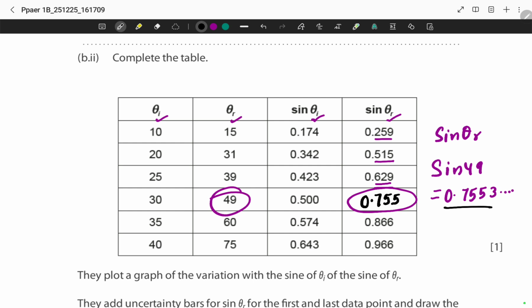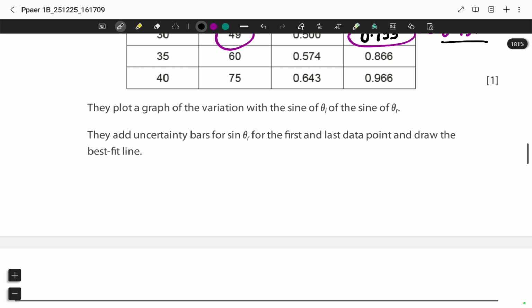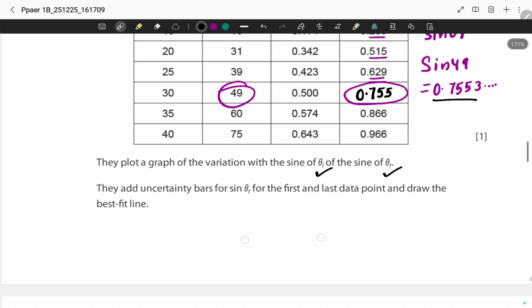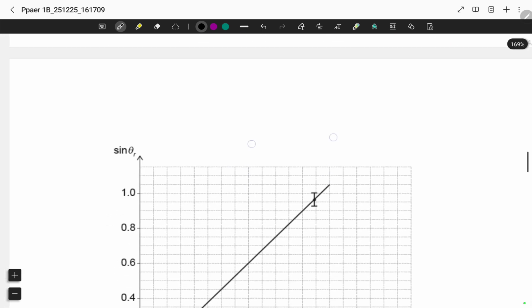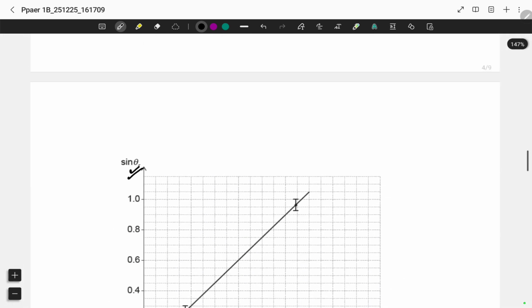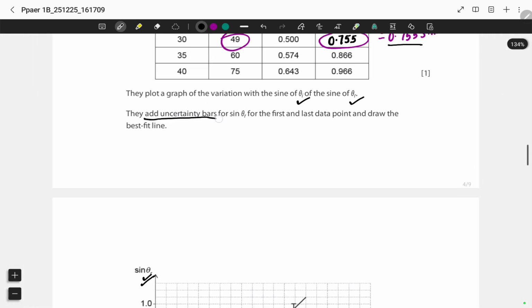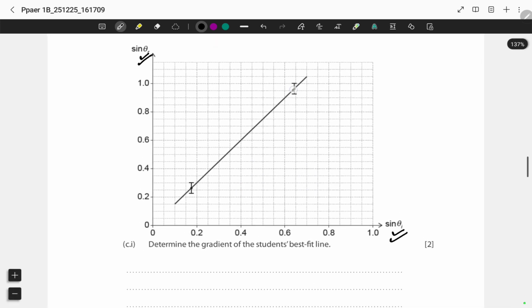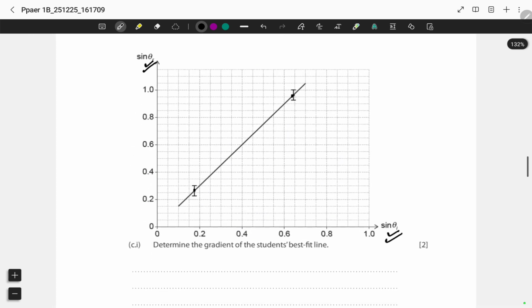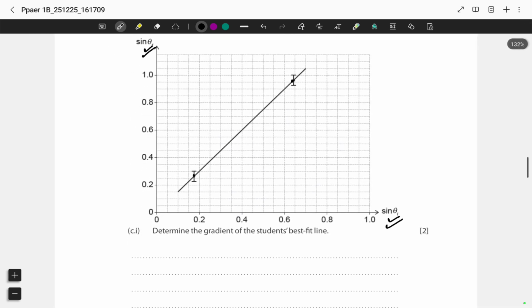Now let us move to the next part. They plot a graph of the variation of sine theta i with sine theta r. Basically, the student is drawing a graph between the sine of the angle of refraction and the sine of the angle of incidence, and he adds uncertainty bars for the first and last data points. He has also drawn a best fit line. Determine the gradient of the student's best fit line. So now we are supposed to find the gradient for this graph.